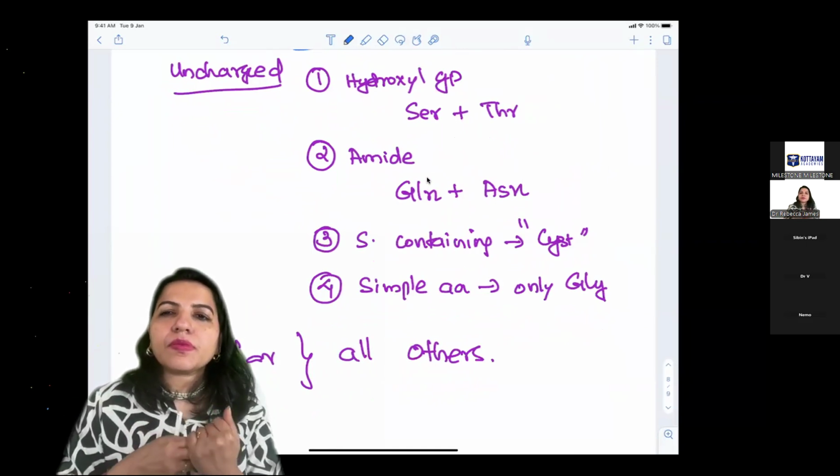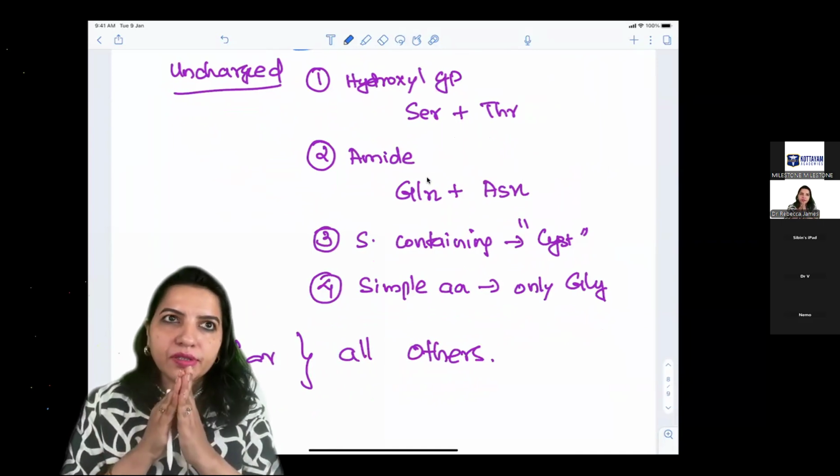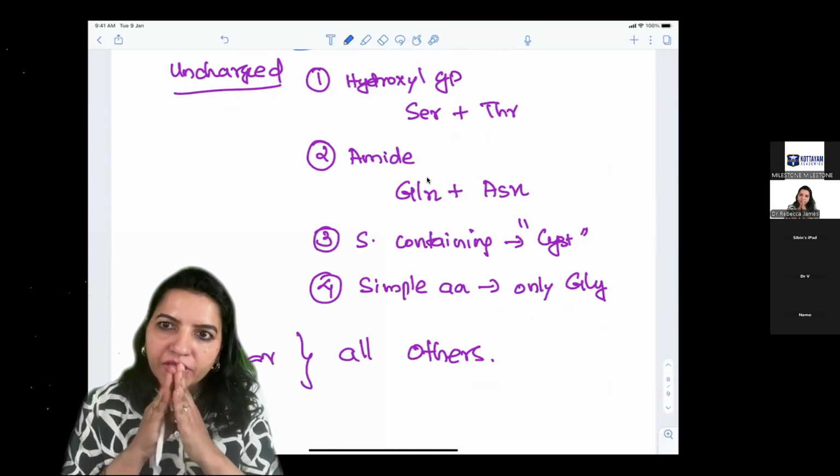Glycosaminoglycans. Not so very huge. It's very small. Then recombinant DNA technology. So with that, we'll finish.